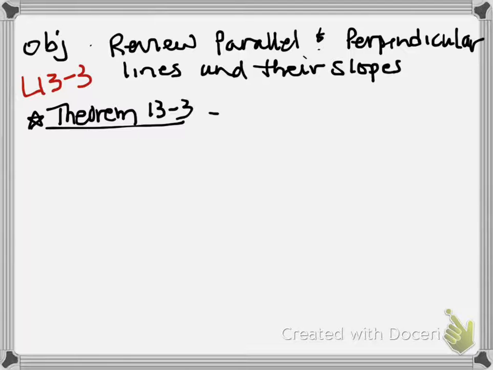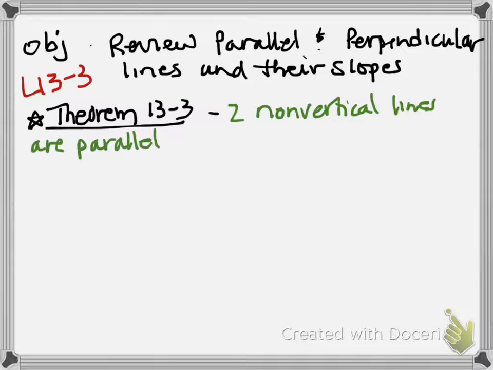Now, they do make a stipulation, and they say two non-vertical lines are parallel if and only if their slopes are equal.